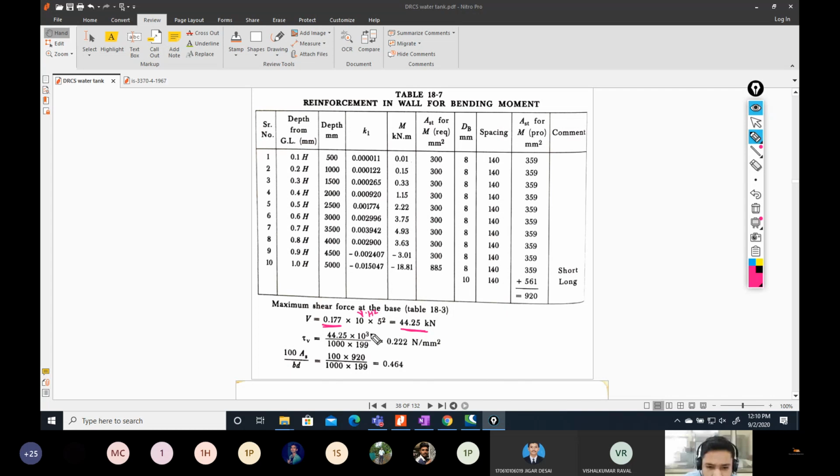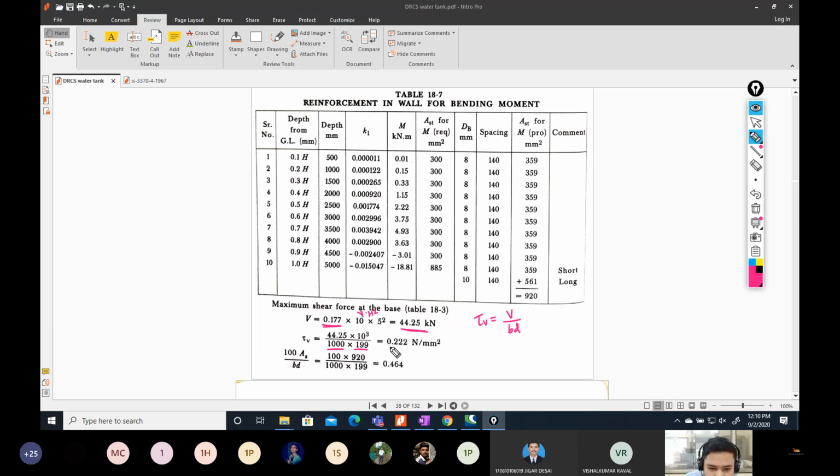So based on this shear, you can find the shear stress. So tau v is equal to V by b into d. So width is 1000 mm and the effective depth is 199.